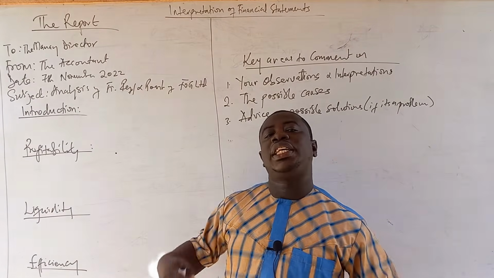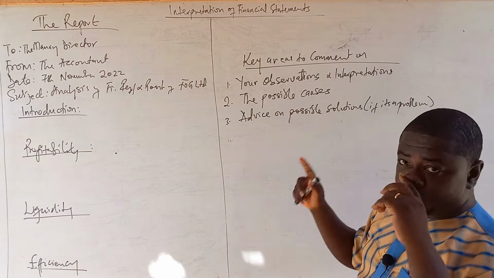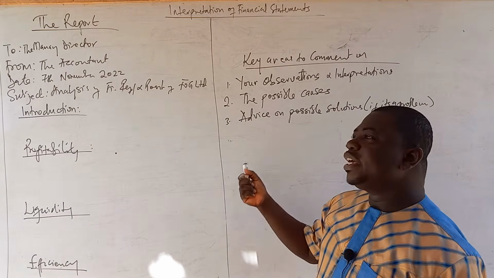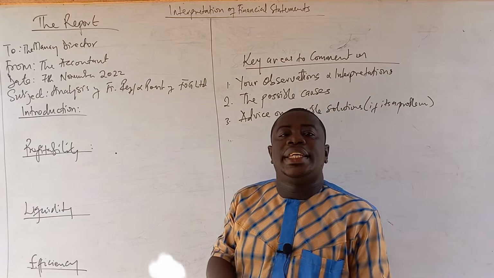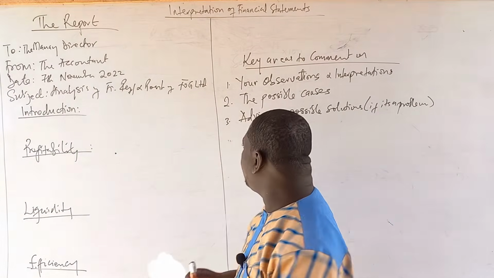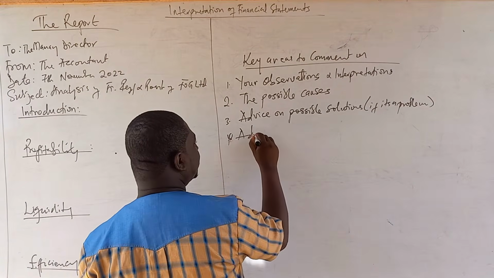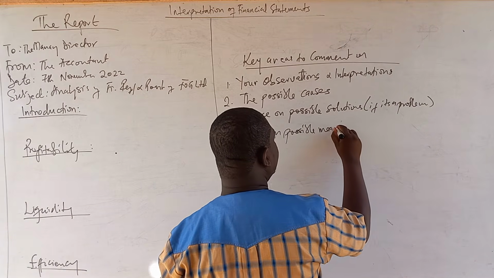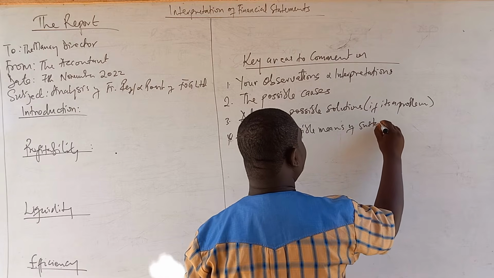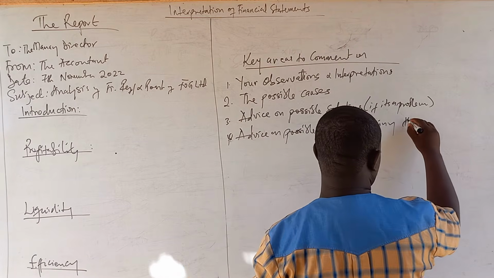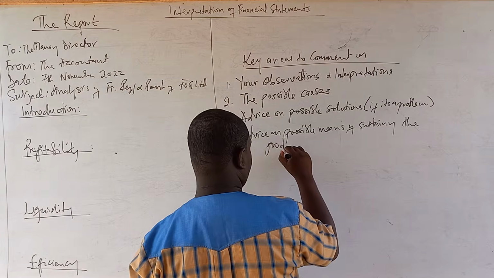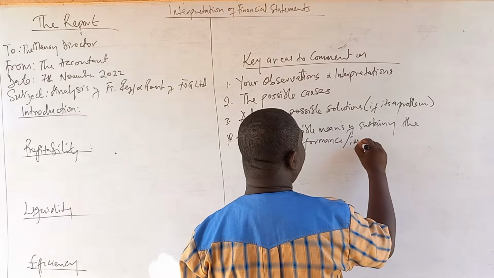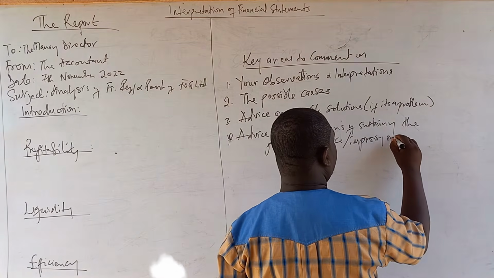Then if it was not a challenge, it's not all the time it's a problem. If it is a good thing you are commending, you can also give advice on how they can sustain it or improve on it. So you can also advise on possible means of sustaining the good performance, or improving on it, or on them.